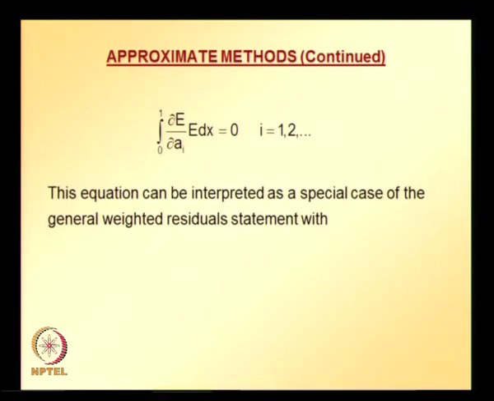This equation can be interpreted as a special case of the general weighted residual statement, where the weight function Wi is the partial derivative of the residual with respect to the unknown coefficient Ai. So, this is about the least square weighted residual method, and now let us go back and solve the boundary value problem that we are looking at. This is how the weight function can be determined in the least square weighted residual method.